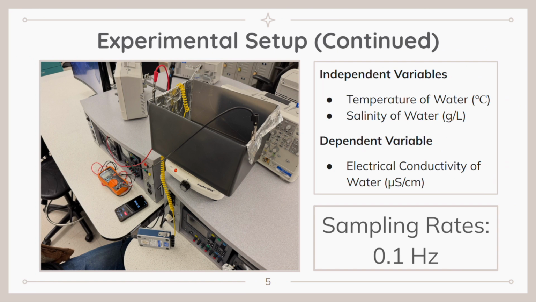With regards to our variables, our independent variables are temperature of water and salinity of water, and our dependent variable is electrical conductivity of the water. We have a sampling rate of 0.1 Hertz.